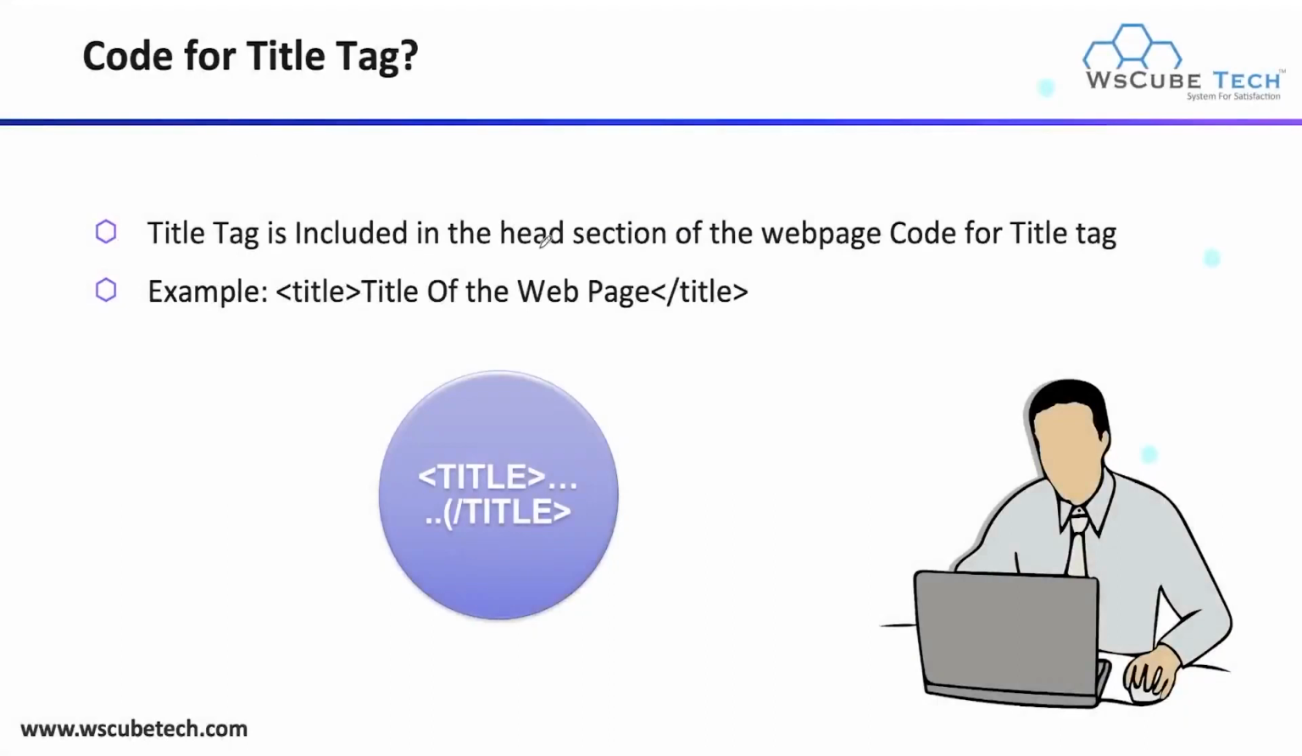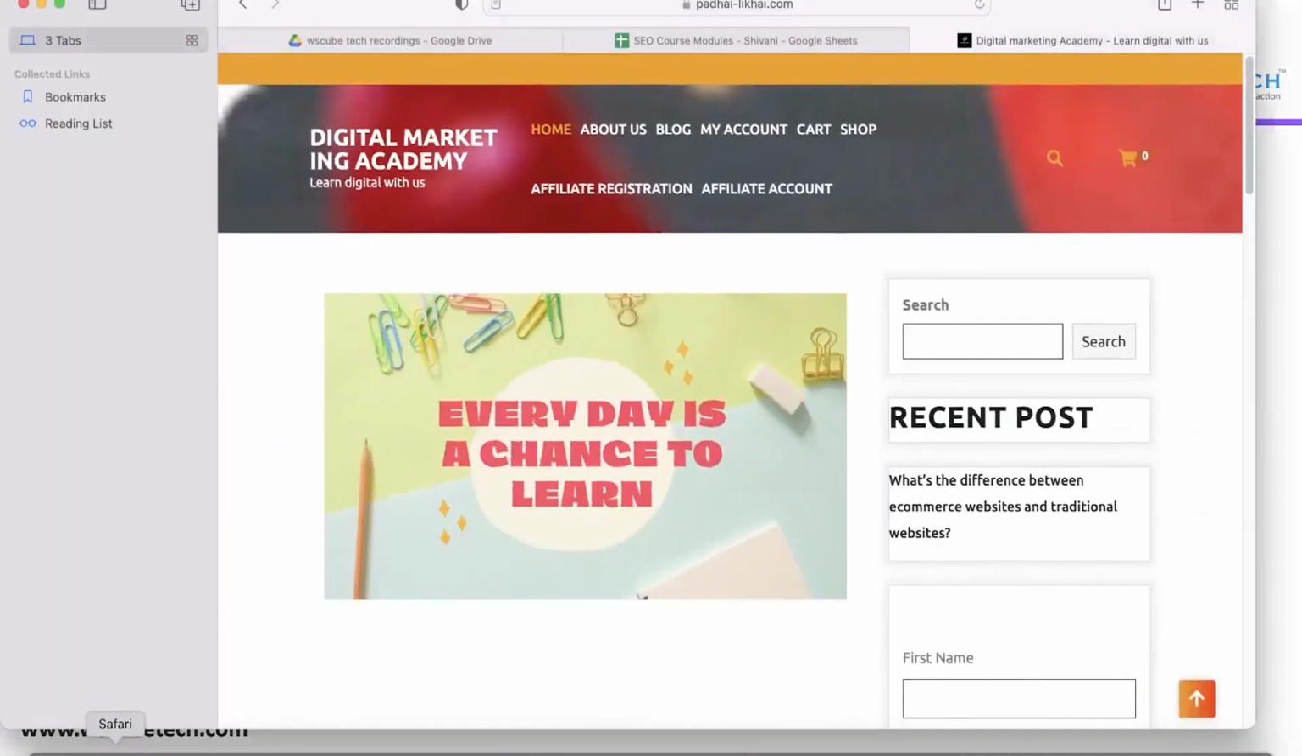So this is included in the head section of your web page code. For the title tag, what is the code we have? Our code is denoted like this. Here we have the open HTML title tag, and this is your close title tag. Let me explain how, for any particular website, you can figure out where your title tag is and what it is. For this, I'm just going to show you a demo.